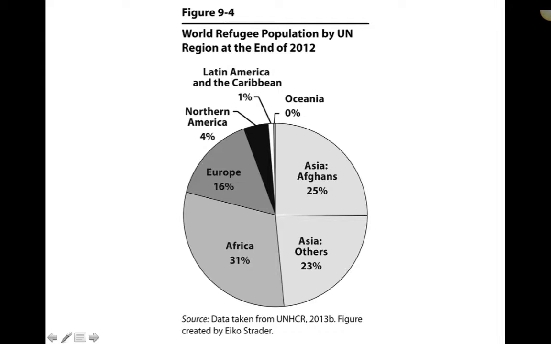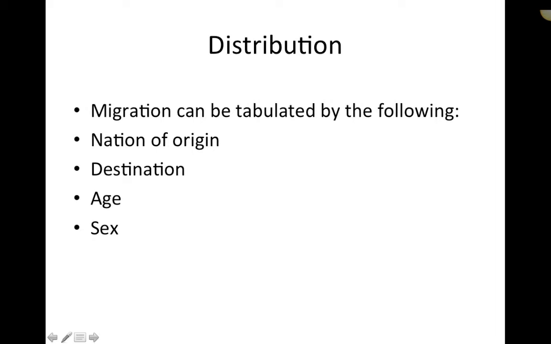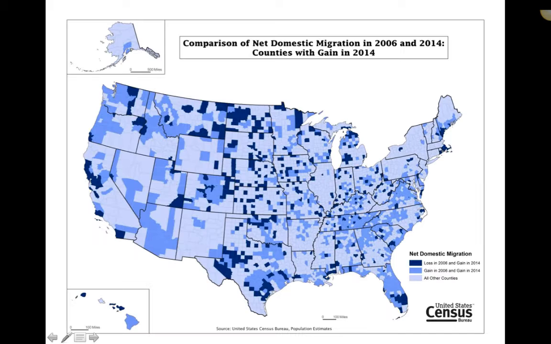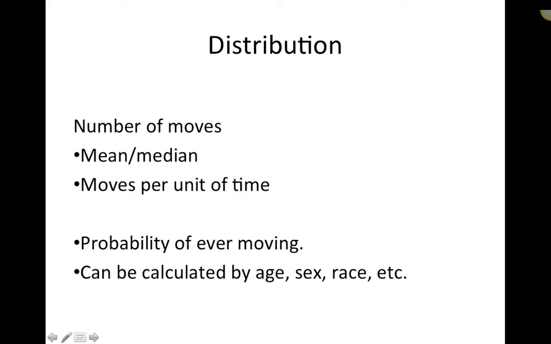Definitely the refugee situation is an issue. World refugee population, this is according to the UN, at the end of 2012, and as you can see, we have the breakdown, so you can see where they're expecting a higher refugee population. Distribution, we look at nation of origin, destination, age, and sex. That's typically what we look at. We tabulate. And just so you can get, again, an idea, this is based on the census, but where places have domestic gain, net gain, and losses when it comes to population.